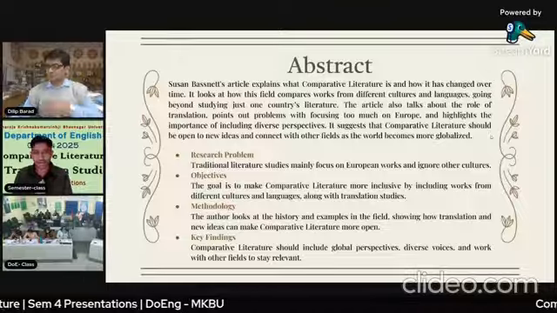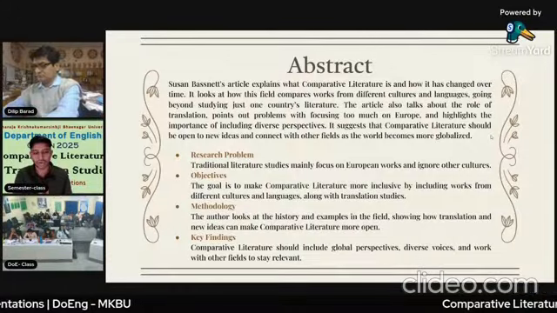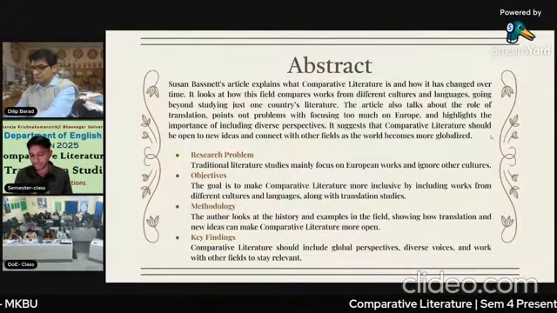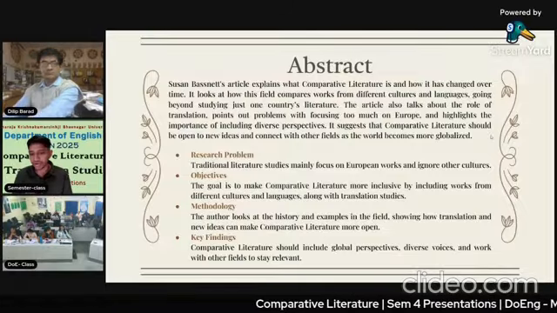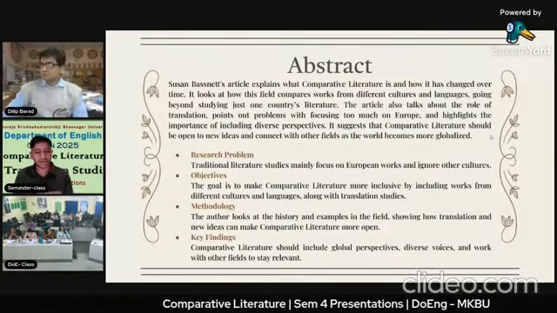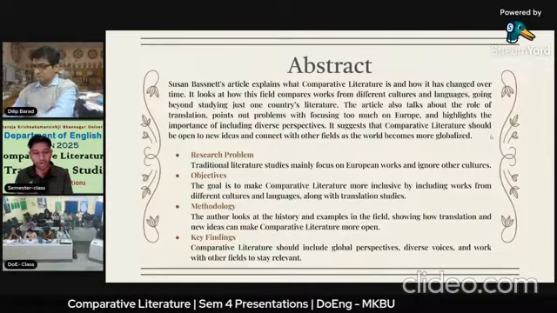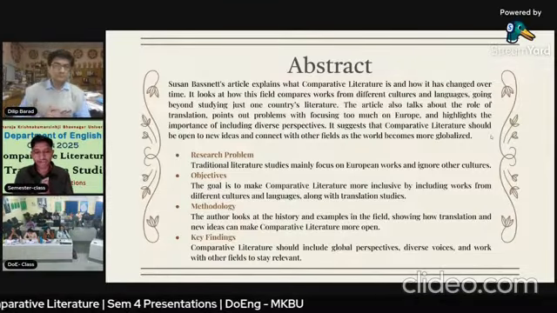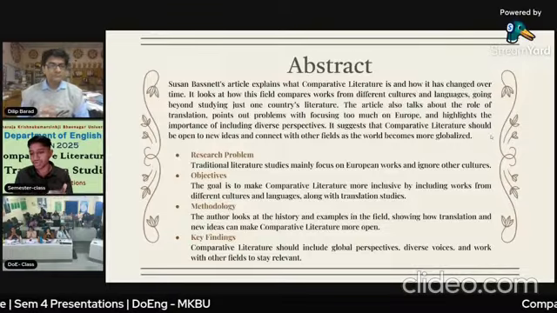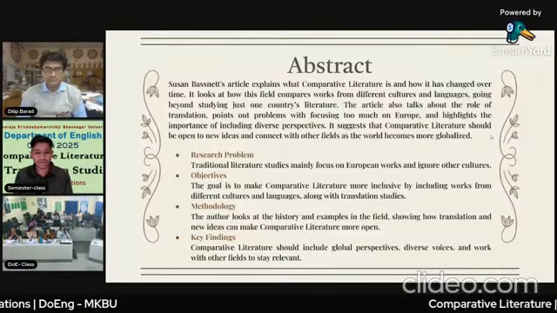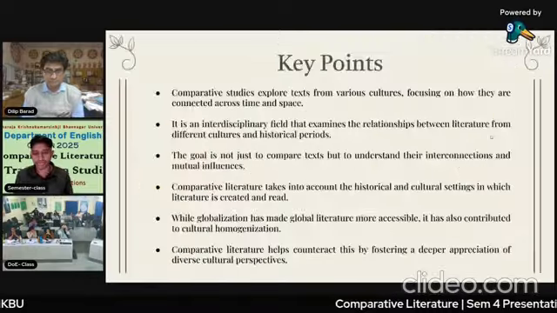The methodology of this article: the author Susan Bassnett looks at the history and examples in the field, showing how translation and new ideas can make comparative literature more open. Key finding: comparative literature should include global perspectives, diversity, and diverse voices, and work with other fields to stay relevant.